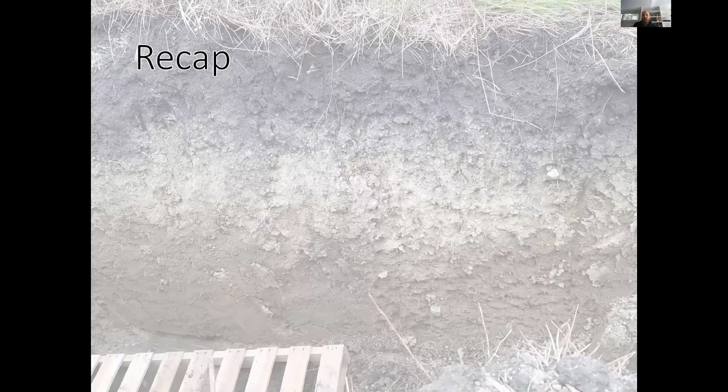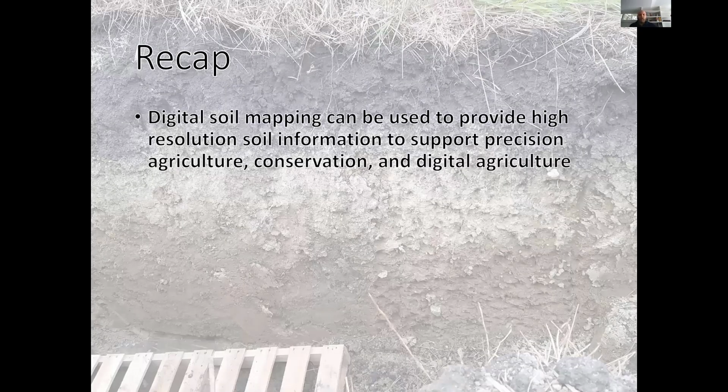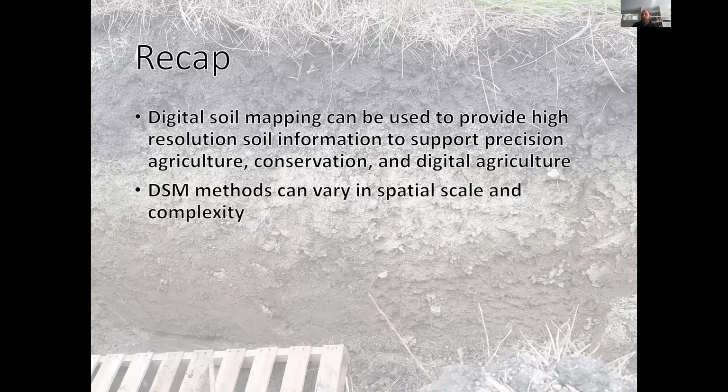So just to do a quick recap before we have a Q&A session here, digital soil mapping is a useful catch-all term for a set of geostatistical tools we can use to provide high resolution, up-to-date soils information. And that data is really useful for things like precision agriculture, conservation management and planning, and other digital agriculture applications. These digital soil mapping methods can vary in scale and complexity.